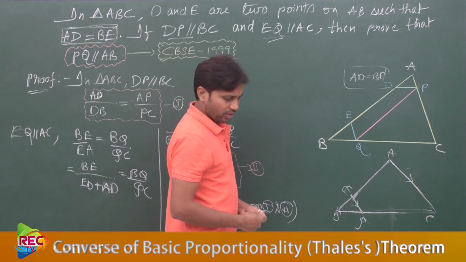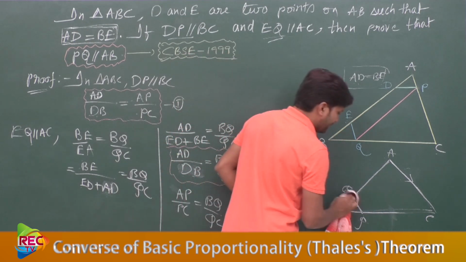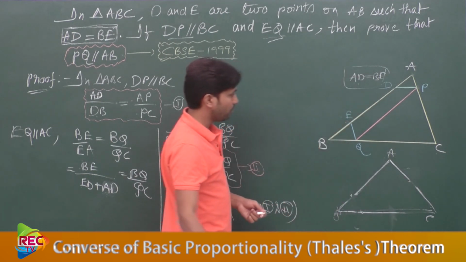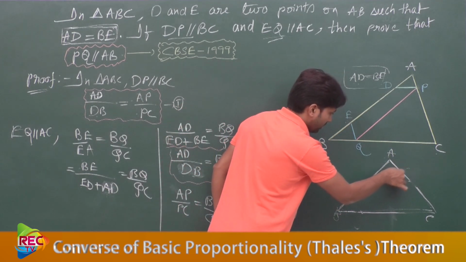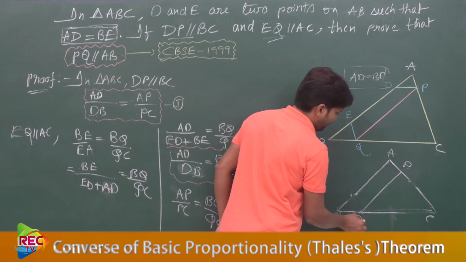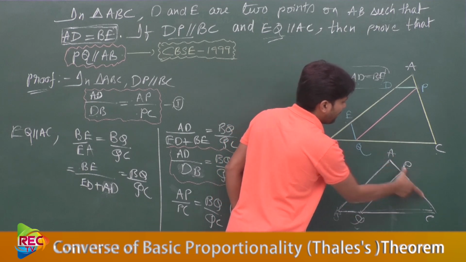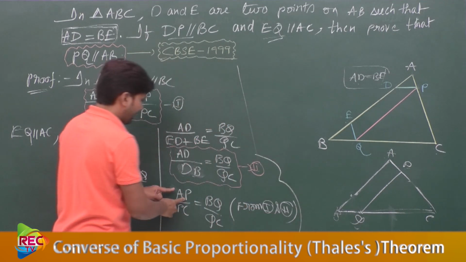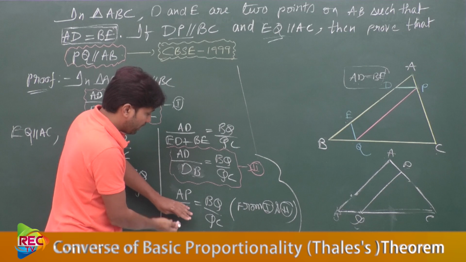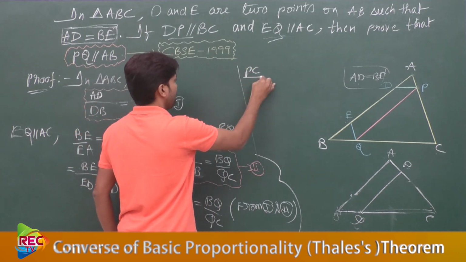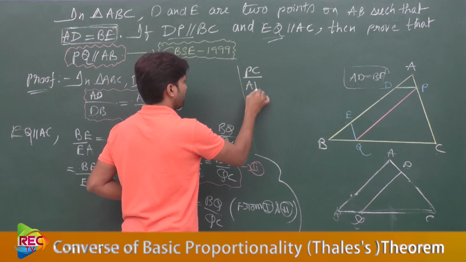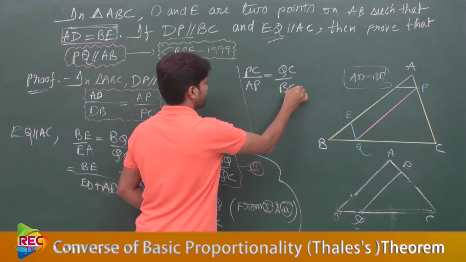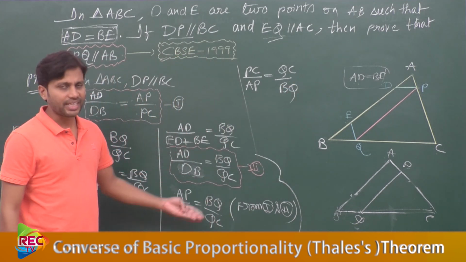So this means what? Is it representing the converse of the basic proportionality theorem or not? Exactly. See this here. Once again I am telling you, if you observe the PQ line, AP by PC equal to BQ by QC, no? So in reverse what can we write? PC by AP equal to QC by BQ. We just reverse the condition. We can write it like this or not?